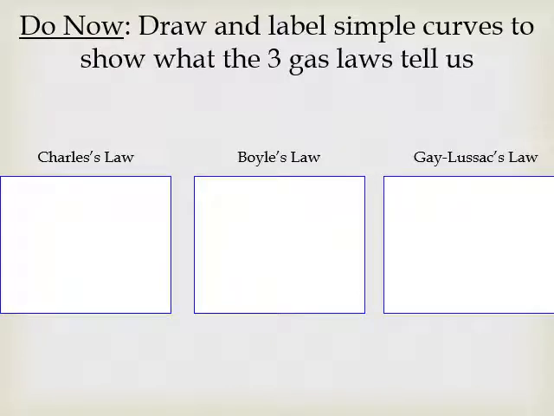Okay, good morning, everybody. We're going to start out by looking at stuff we did yesterday, the day before, and now just use that to push into today's stuff. So we're going to start by looking at the do now and looking at Charles's law, Boyle's law, and Gay-Lussac's law, which we looked at with a couple of examples yesterday.